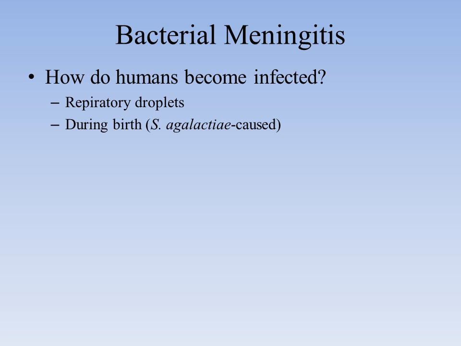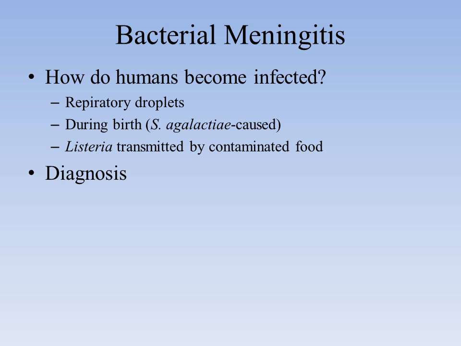Also during birth, this is the Streptococcus agalactiae example in newborns. Listeria can be transmitted by contaminated food. So Listeria is not going to be transmitted by respiratory droplets. It's going to be by eating food contaminated with this really nasty foodborne pathogen, Listeria.